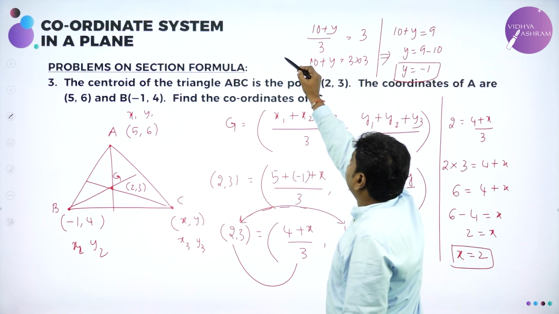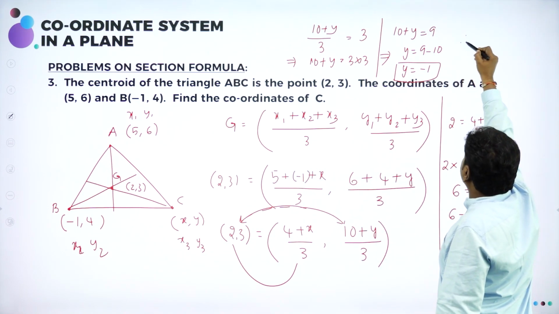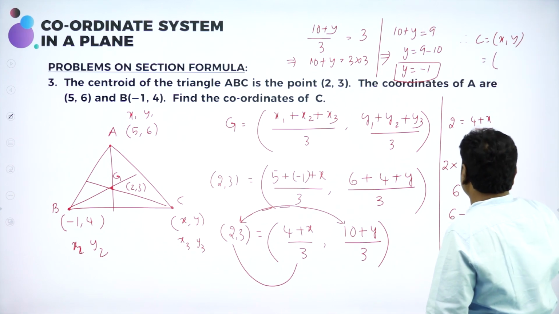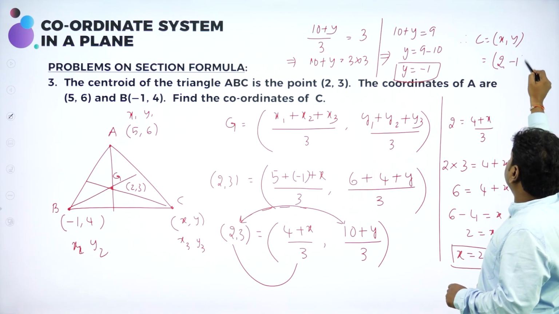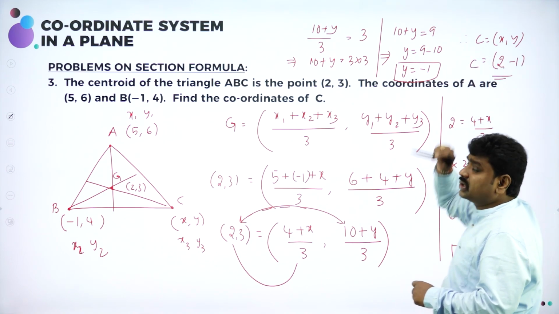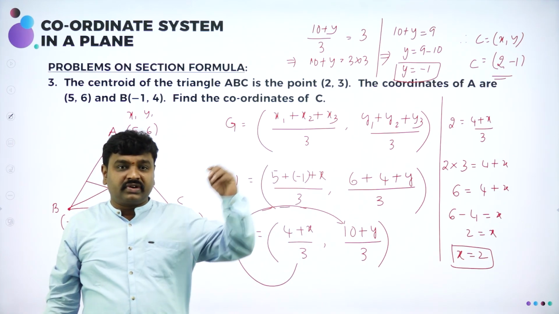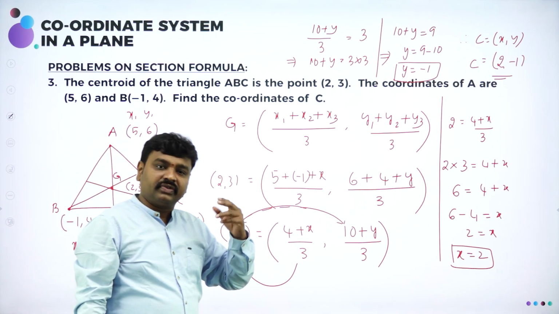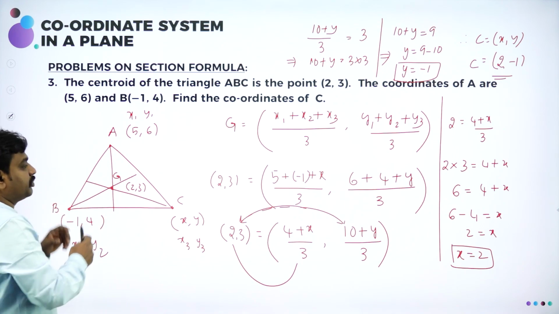After you get the value of y, club the vertex. Therefore C, we assumed C is x comma y, and we got the value of x and y. What is the value of x we got? 2. And what is the value of y we got? Minus 1. 2 comma minus 1 is the third vertex. So they give 2 vertices, you need to find third vertex. We got the third vertex. They give centroid and we need to find third vertex. We have done it. So now this is the second type of problem.